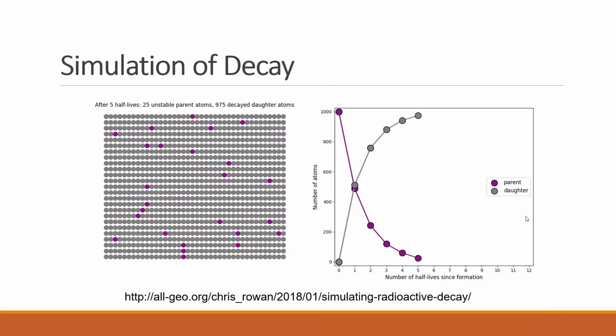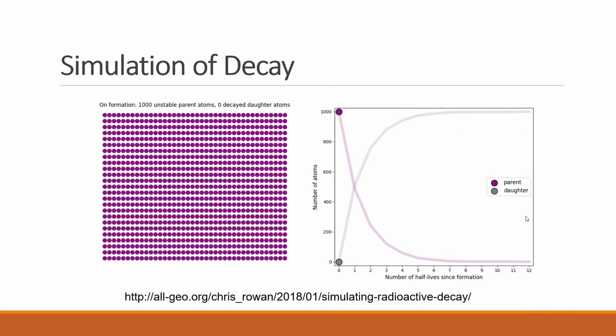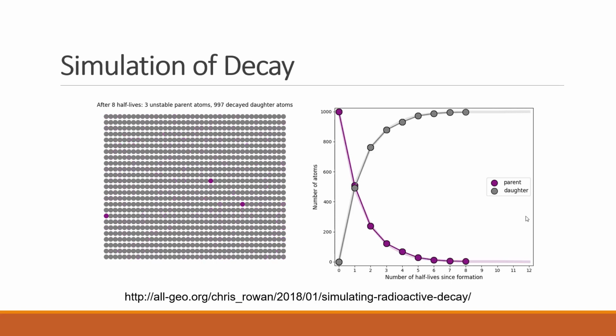So again, this is looking at how we quickly go from parent to daughter. The purple are the parent. With each half-life, we have fewer and fewer parent and more daughter. And again, this is going to be diagnostic. The amount of time it takes is going to be diagnostic for the system.